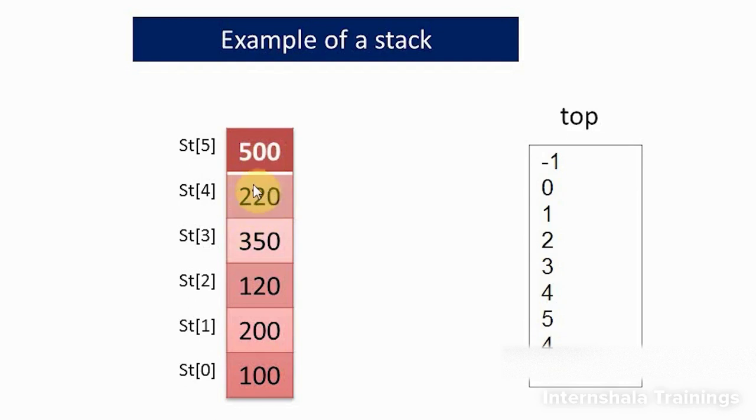Now I want to delete the next element. Now the value of top has become 4. So I want to delete this value from the stack. Naturally, I will be able to delete only the value which is at the top. So now the value of top will be decremented by 1, and from 4 it will become 3. So what is the current value of top? The current value of top is 3. So we are left with 4 elements in this stack.